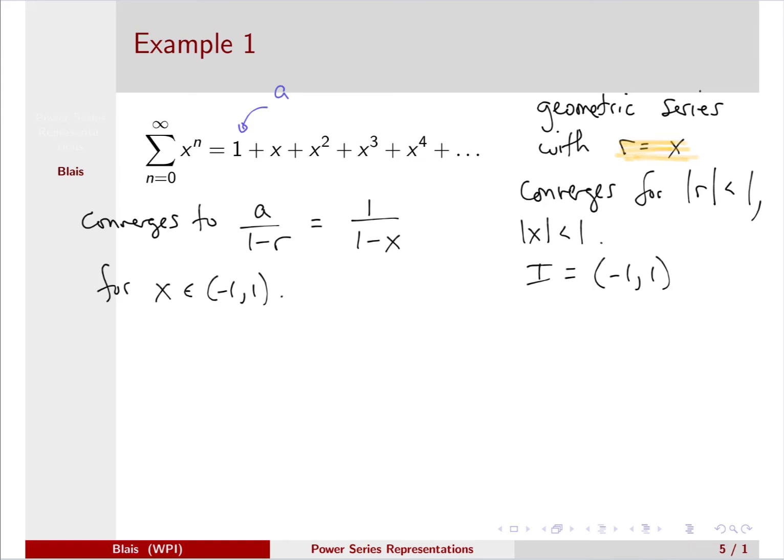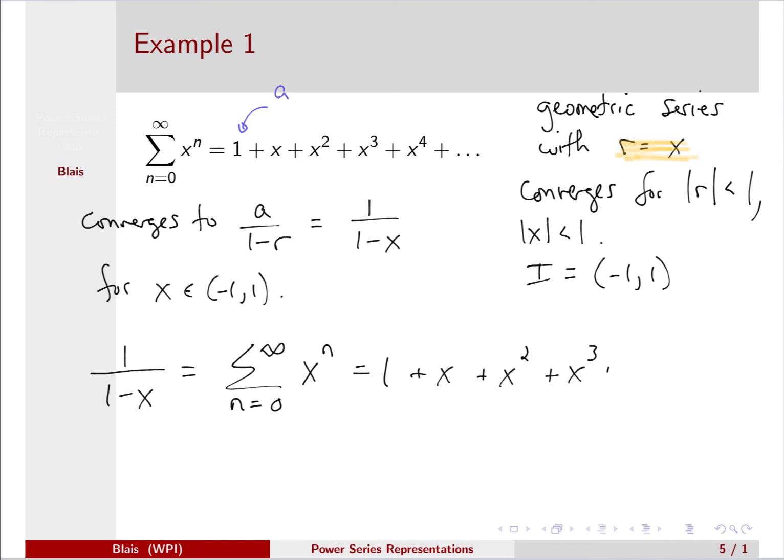So we now have a new version of the function 1 over 1 minus x for x in the interval minus 1, 1. Specifically, 1 over 1 minus x equals that sum, n going from 0 to infinity of x to the n, or 1 plus x plus x squared plus x cubed, and so on and so forth, for all x in minus 1, 1. We have found a power series representation of the function 1 over 1 minus x for x in this interval.